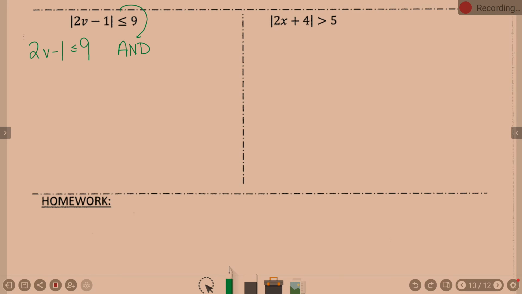Now, second one. You have to be able to tell me what changes, guys. Less than or equal to. Okay, so 2v minus 1, is that going to change? No, 2v minus 1 stays the same. Less than or equal to? It's going to change to greater than or equal to. 9? Negative 9. Changes to negative 9.